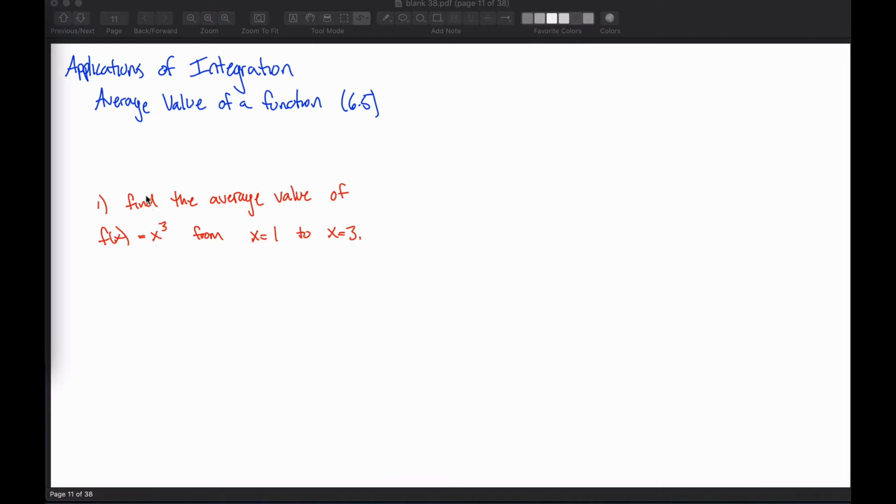So what I want to do is give a quick introduction that kind of motivates the formula that we'll use to answer questions like the one you see here, where you're asked to find the average value of this function, f of x equals x cubed, from x equals 1 to x equals 3.